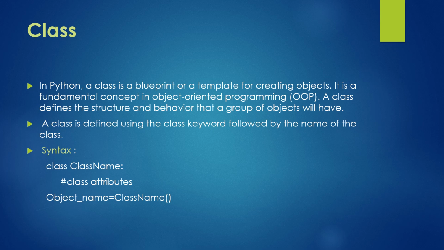Before getting to class and object variables, first of all, let's see what a class is. In Python, a class is a blueprint or a template for creating objects. It is a fundamental concept in object-oriented programming. A class defines the structure and behavior that a group of objects will have. A class is defined using the class keyword followed by the name of the class. The basic syntax is given here: class, class name, and inside this class attributes are present. And we need to create an object for every class that is created below: object name equals class name parentheses.